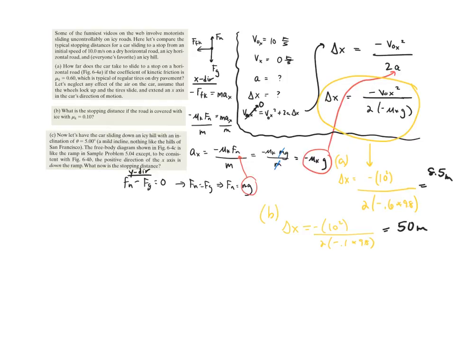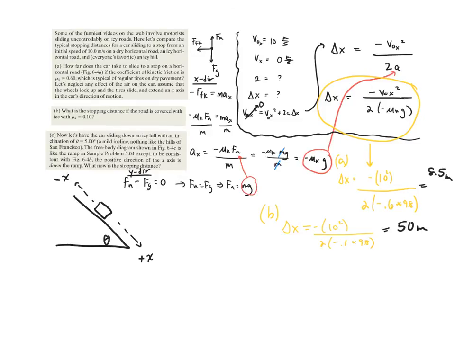Now, if we have a car sliding down an icy hill, we now have to think about the fact that this is our diagram right here. There's our diagram. And there's the positive x, and there's the negative x.